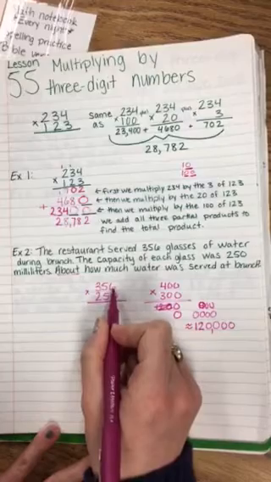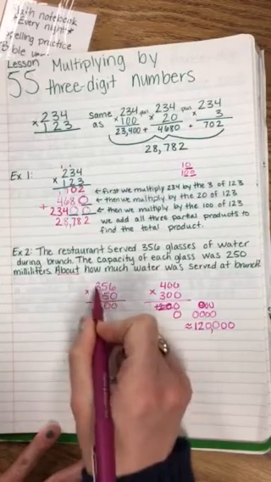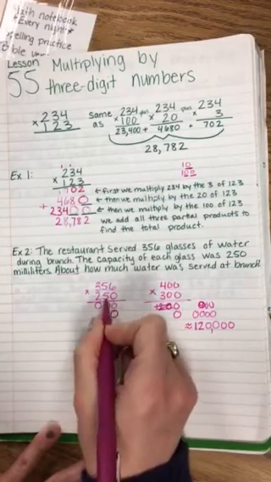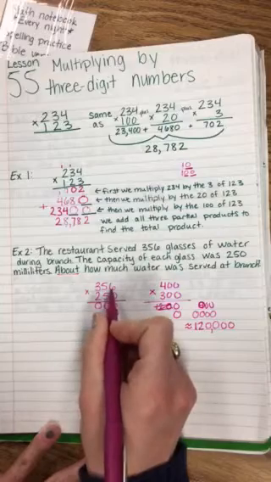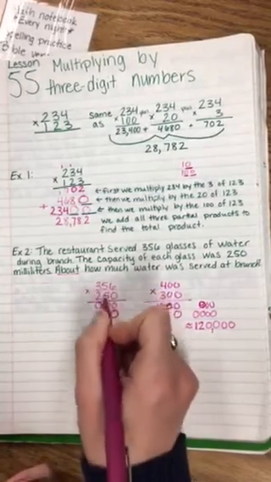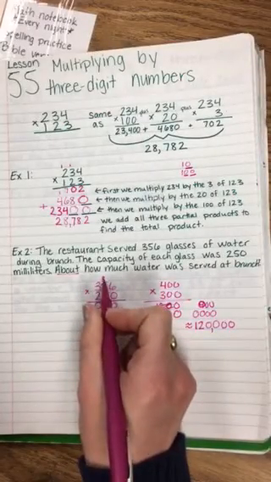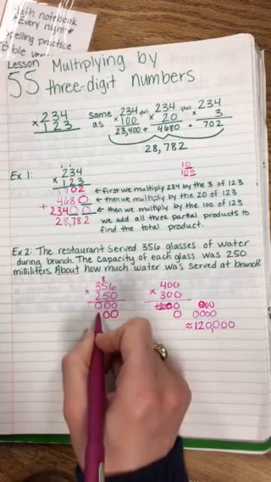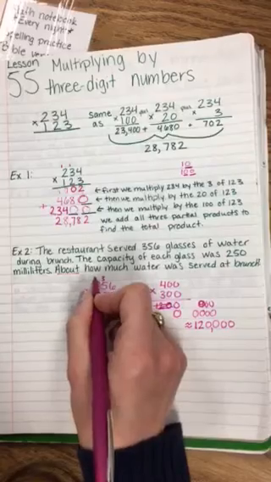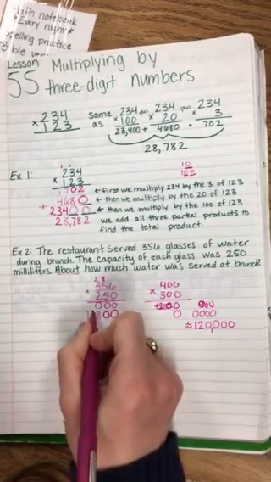So 0 times 6 is 0, 0 times 5 is 0, and 0 times 3 is 0. Then you've got to drop your 0 to go to the tens place. 5 times 6, 5, 10, 15, 20, 25, 30. 5 times 5 is 25, plus 3, 28. And 5 times 3 is 15, 16, 17.